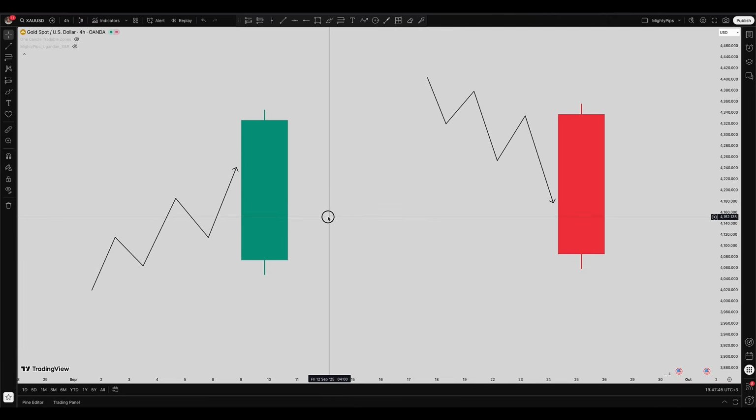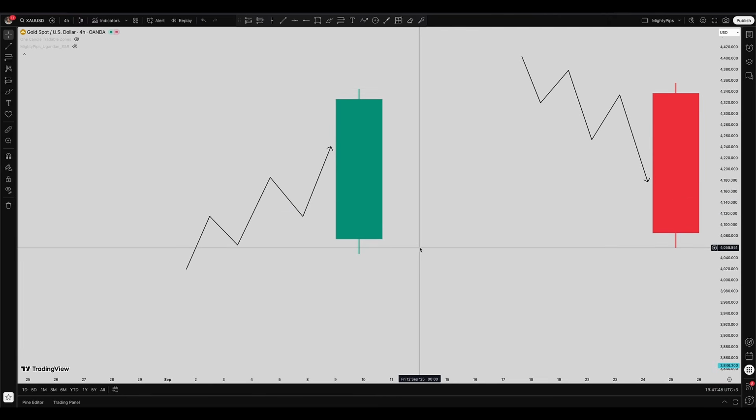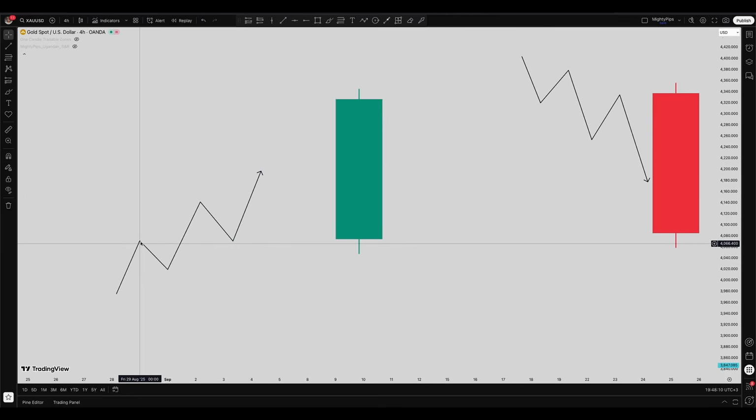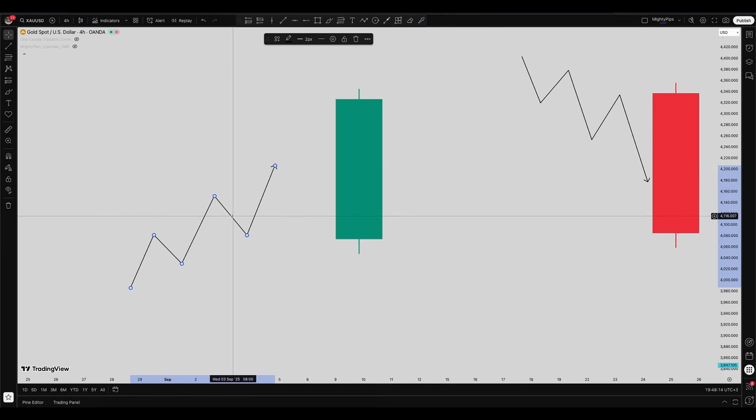Now, how do you draw these markings? Let me show you first what you need to consider before you draw the markings. When you're going to draw markings on a bullish candle, for example, this green candle here is a bullish candle. It shows that there is bullish momentum in the market, right? You don't want to mark a red candle during a bullish trend. For example, if the market is creating higher highs and higher lows, the market structure is showing you that the market is trending up. You don't want to mark the red candles in a bullish market.